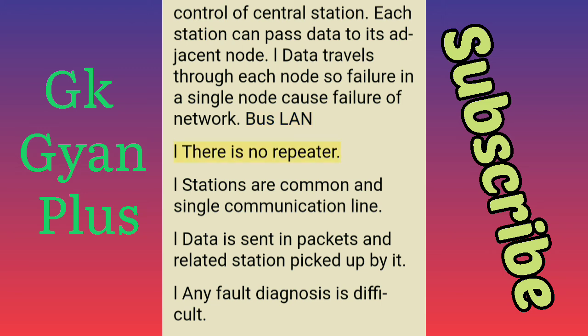Bus LAN. There is no repeater. Stations share a common, single communication line. Data is sent in packets and the related station picks it up. Any fault diagnosis is difficult.